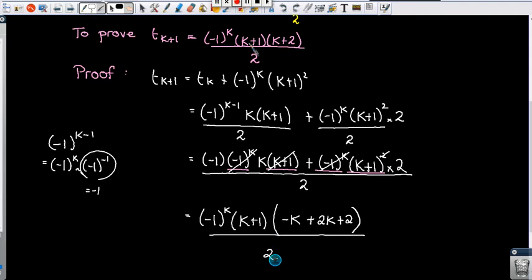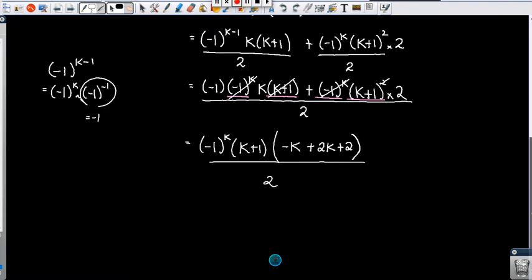What have we got? We've got that. Or I really hope that this ends up being k plus 2. Does it, Bronte? Yes! Minus k plus 2k is 1k. It's k. It works.